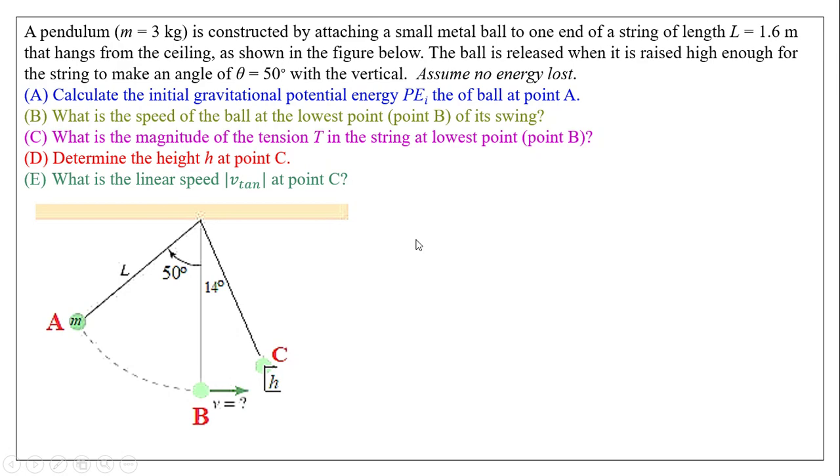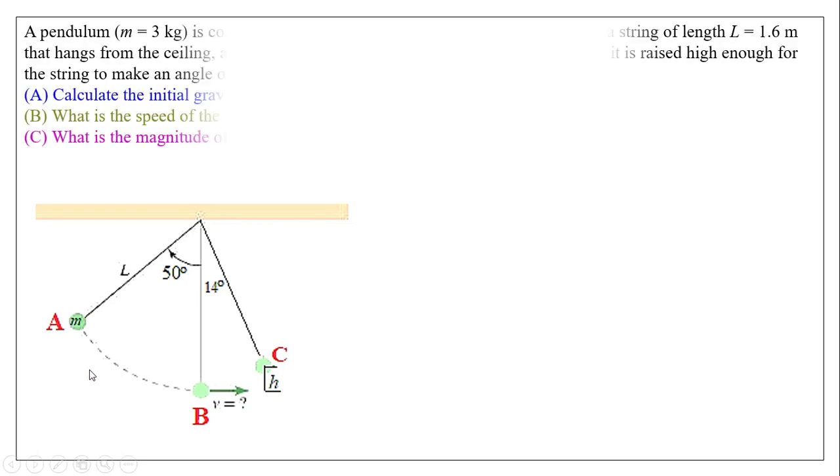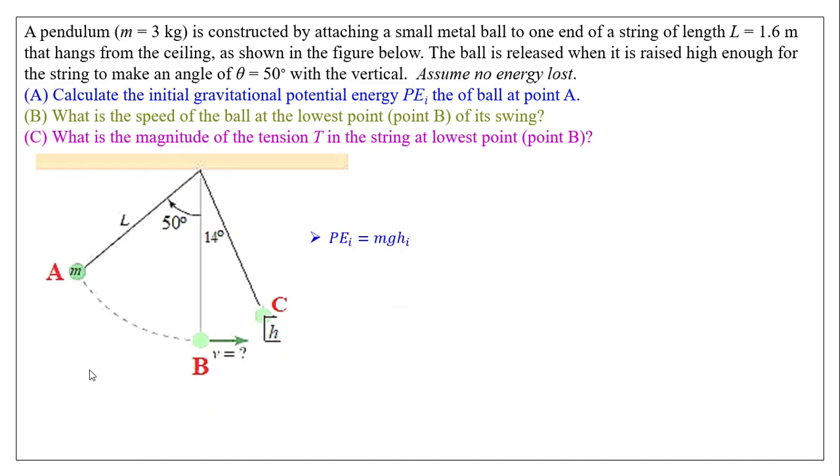All right, in order to do part A, it says calculate the initial gravitational potential energy of the ball at point A, which is here. The ball is raised 50 degrees towards the left there, and then it's going to be released from point A. So in order to find PE, you need to find H, okay? Because PE due to gravity is H dependent. Here H is measured from the ground up, so the function for it is mgh. Well, all you have to do is find H.